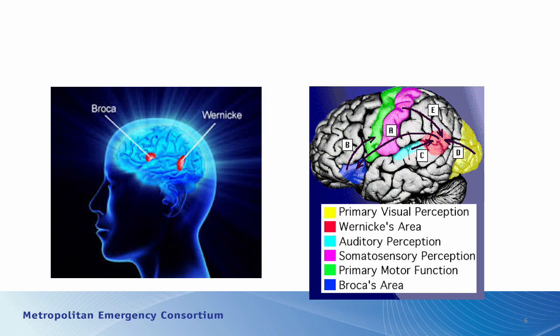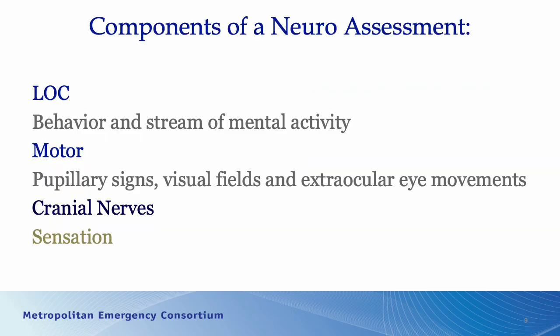The yellow area in the back is the occipital lobe. That is primary visual perception. So the back of the brain is where you understand what your eyes are seeing, and that area is affected by posterior circulation. So posterior circulation events could involve visual changes, and that's why I've got that circle.